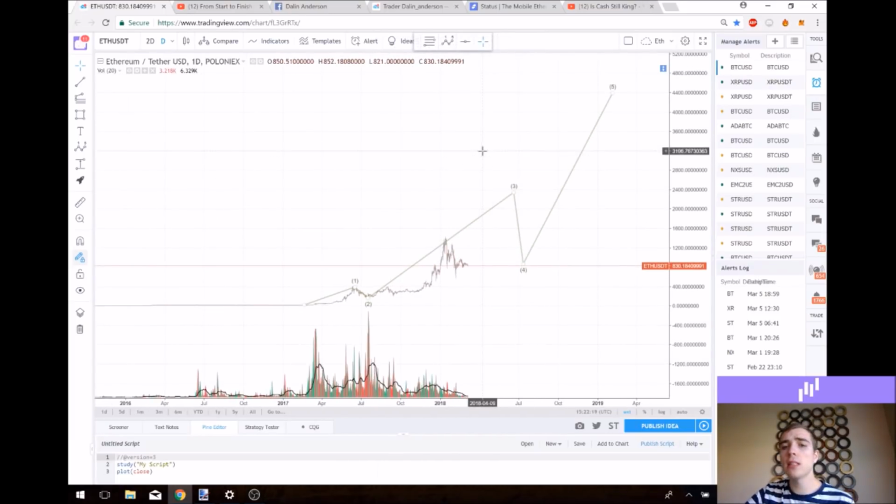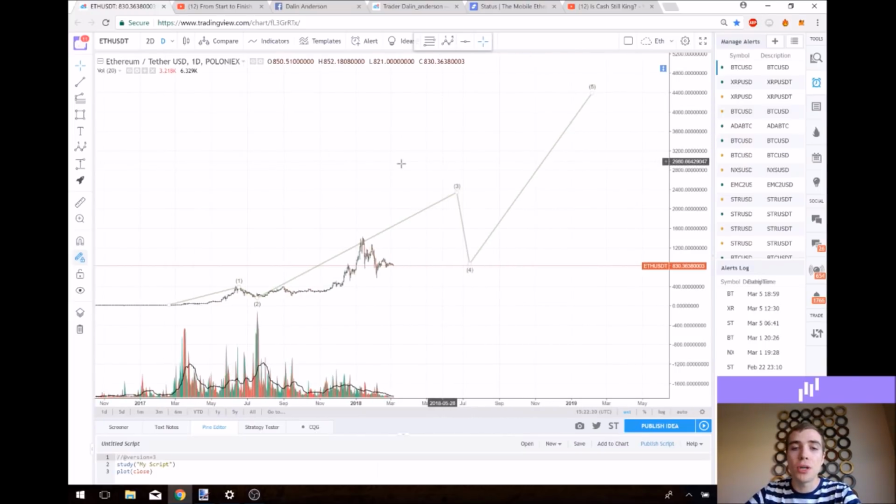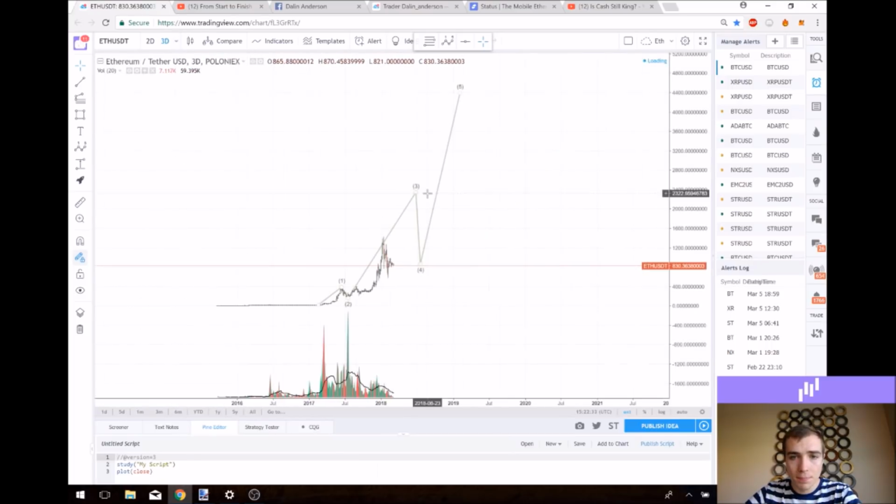So I personally think that Ethereum will be way over $2,000 by the end of this year. We don't know exactly what level it will stop at, but that's just my generalized prediction for Ethereum for 2018.